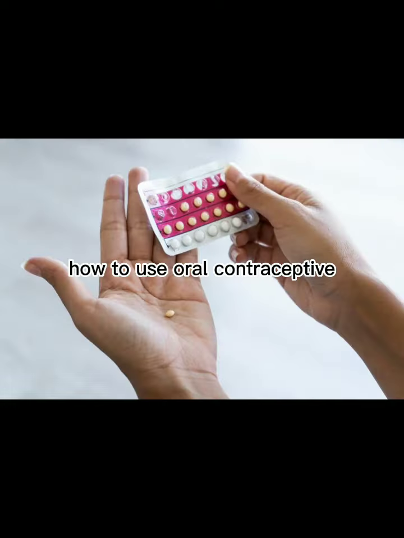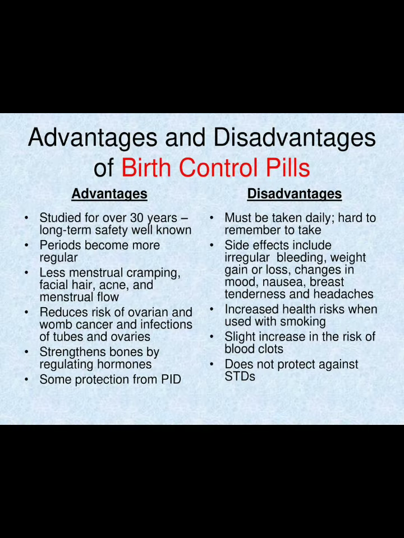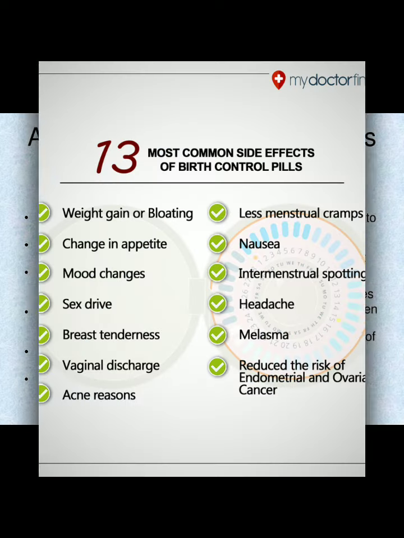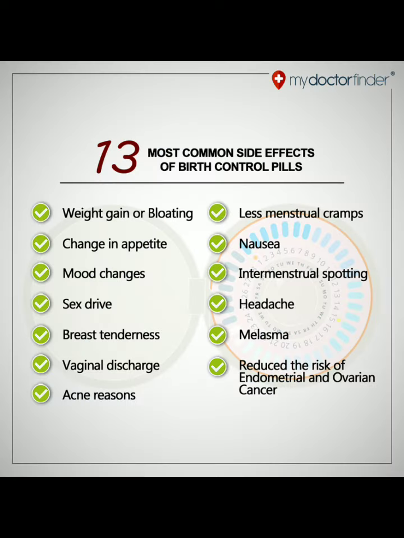How to use oral contraceptive. The standard way to take the pill is to take one every day for 21 days, then have a break for 7 days, and during this week you have a bleed period time. You start taking the pill again after 7 days. The advantage and disadvantage of the contraceptive pill. The possible effects of using the contraceptive pill.